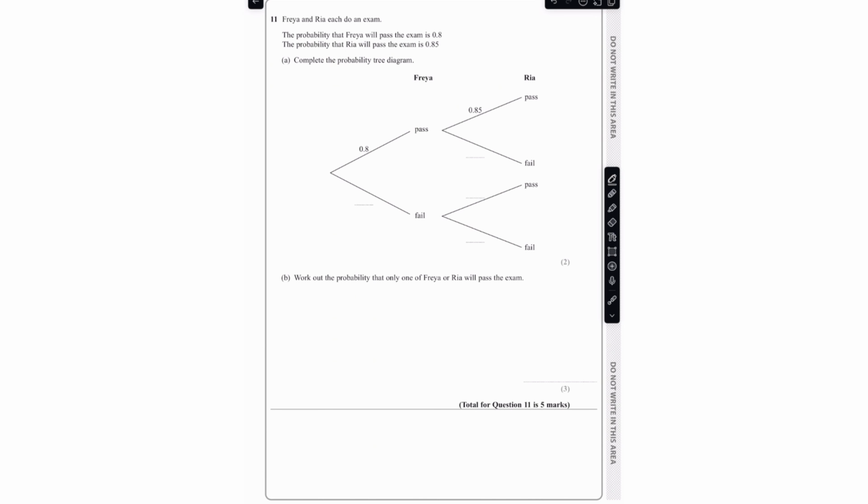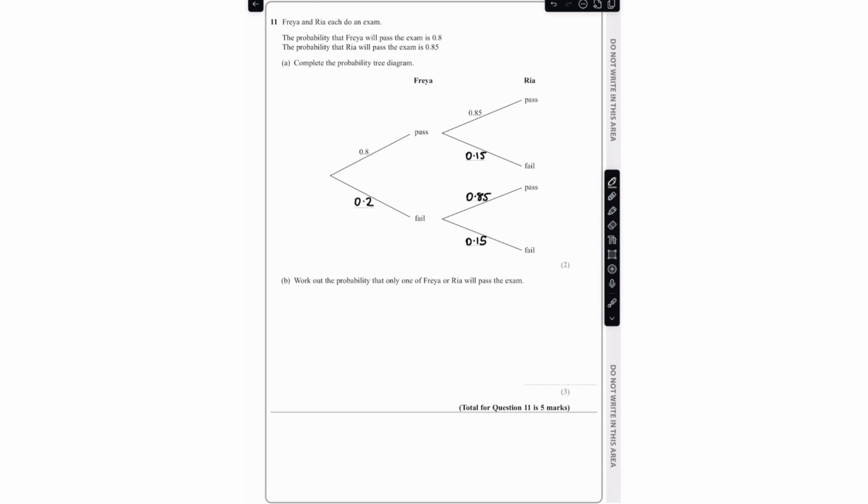In question 11, Freya and Ria each do an exam. The probability that Freya will pass the exam is 0.8, and the probability that Ria will pass the exam is 0.85. Complete the probability tree diagram. So the first thing we need to identify is that the total probability must add up to 1. So in this case, to obtain the probability that Freya fails, we need to subtract 0.8 from 1, and that gives us a value of 0.2. And we can also repeat the same for the probability that Ria passes and fails for both turns. So 1 minus 0.85 gives us 0.15, and we already know that the probability that Ria will pass is 0.85, so I can put 0.85 here, and so the probability that she will fail is 0.15.